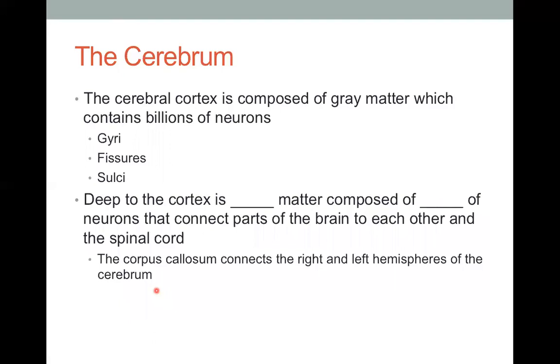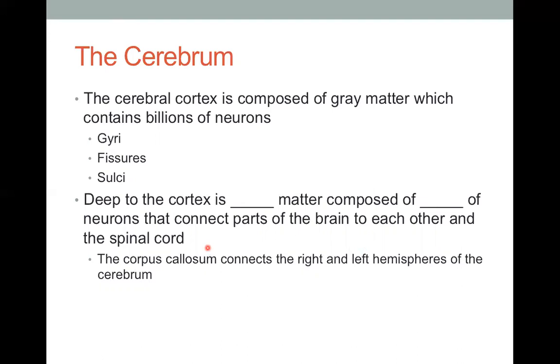And then deep to this cortex, of course, will be white matter, because we had the gray matter on the outer portion. We talked about that when we talked about our nervous tissue in chapter 12. So we're beginning to put things together into their functional place. So this white matter is composed of tracts of neurons, because in the white matter, groups of neurons together are tracts, and it will connect parts of the brain to each other and the spinal cord.